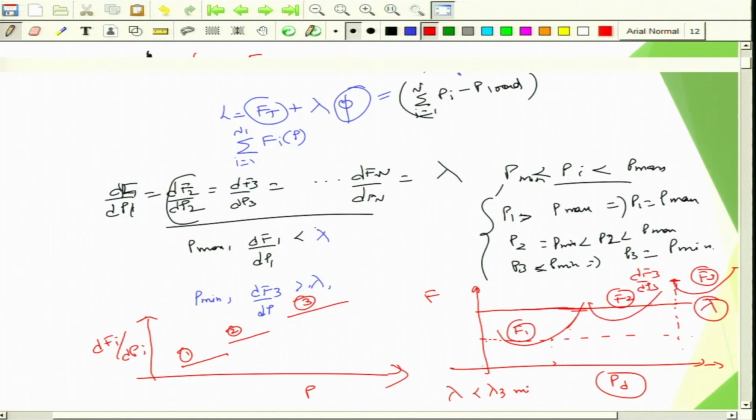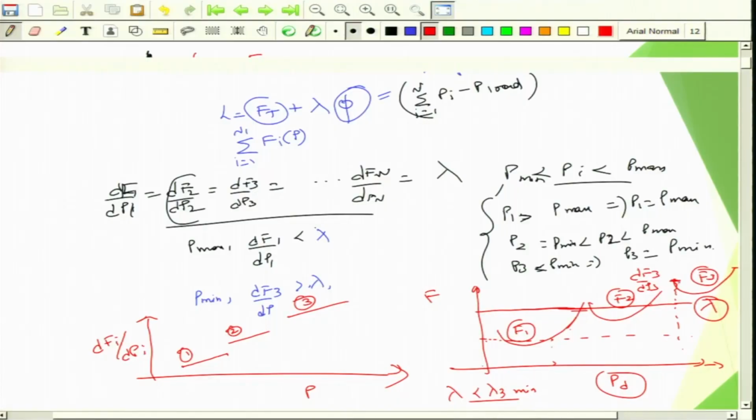lambda 3 minimum, you are right, lambda is less than lambda 3 minimum. That means the minimum generation of this particular generator will be greater than, indirectly, that lambda, you got this point. The other way, lambda 3 minimum is greater than lambda.